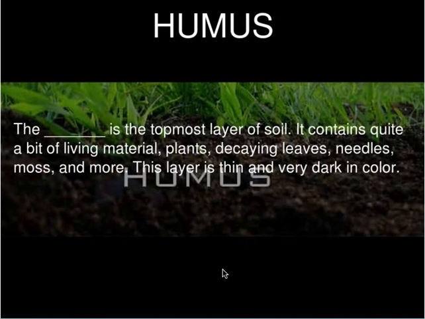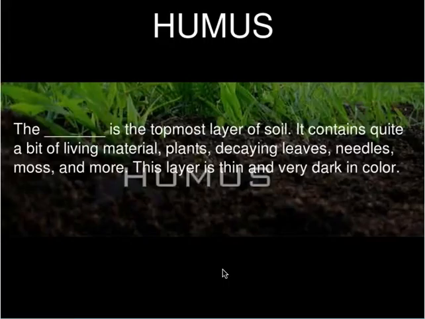Next, fill in the blank. Under soil layers, you will find the blank is the topmost layer of soil. It contains quite a bit of living material: plants, decaying leaves, needles, moss, and more. This layer is thin and very dark in color.